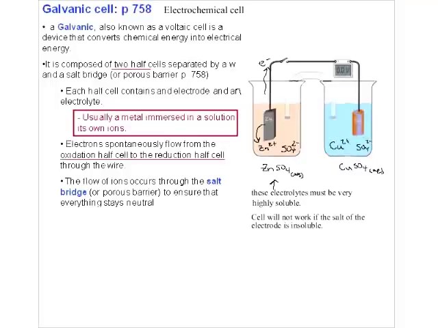And the cell will not work if the salts of the electrode are insoluble. So if we put something there that doesn't dissolve, then we're not going to get the free ions. Okay, so we need free metal ions to get this stuff moving. And that's a very important point here. And we can put a little Sasquatchy footnote by that. There we go. Little Sasquatchy footnote. Very important that it has to be soluble.